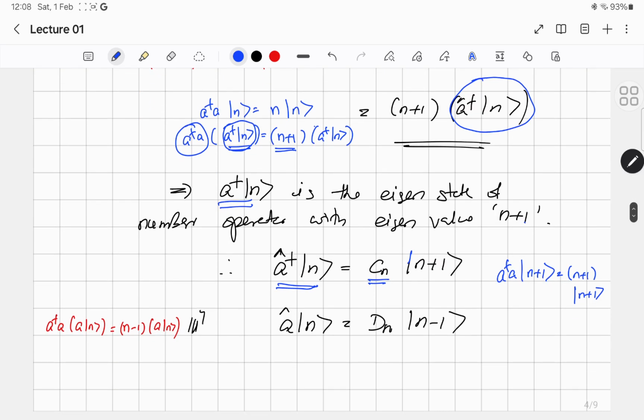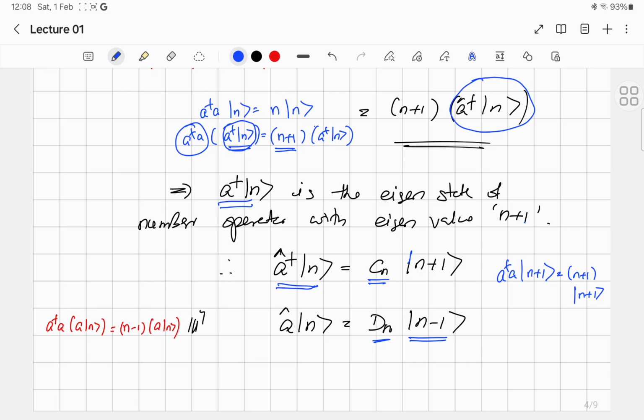In the same way, I can show that a acting on ket |n> must be decreasing the eigenvalue by 1, or a acting on |n> would give |n-1>, and I have introduced some constant coefficient D_n on the right side.